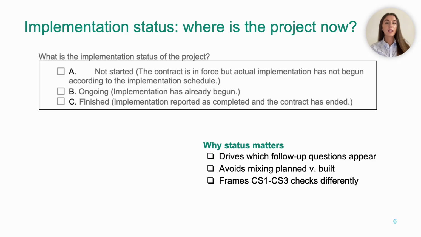So try to base your status on the most recent evidence you have: site observations, photos or even recent reports, not only on the planned dates in the contract. And once you have chosen the status, keep it in mind for all later answers. Don't just describe future plans as if they were already built, and make sure not to forget defects just because a final acceptance certificate exists.